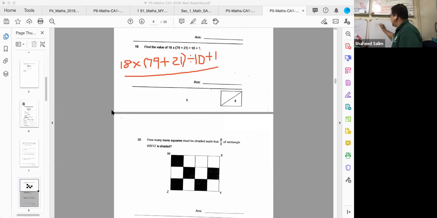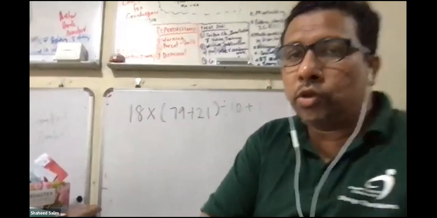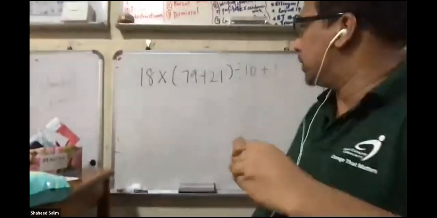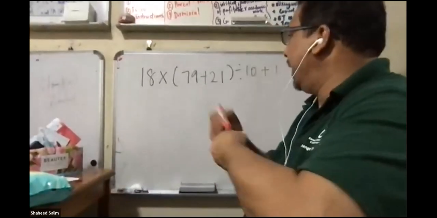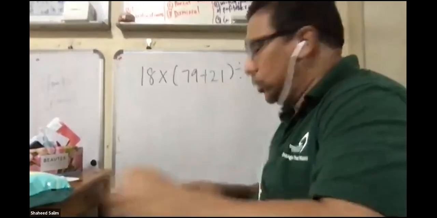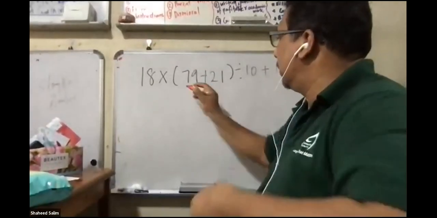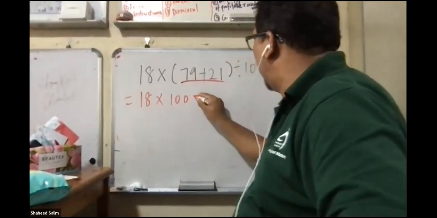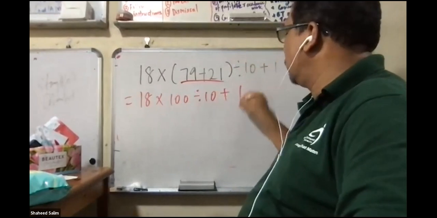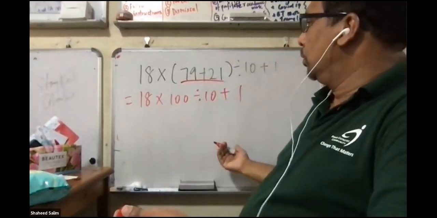Now, 18 times (79 plus 21) divided by 10 plus 1. Okay, here we go. Now, which one do we do first? We do the brackets first, right? So, bracket first. When you add this up, you will get what? You will get 100. So, you write 18 times 100, you remove the bracket, divided by 10 plus 1. So, what do you do next?